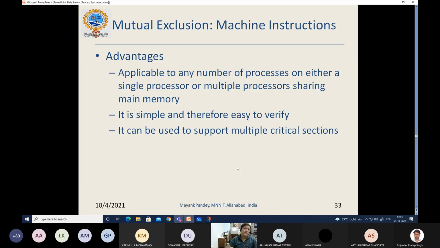What are the advantages of having machine instruction for mutual exclusion? It is applicable to any number of processes, either on a single processor or multiple processors sharing main memory. It is simpler than the software solution and easy to verify. It can be used to support multiple critical sections within a program. Use the hardware instruction and then the work is done.